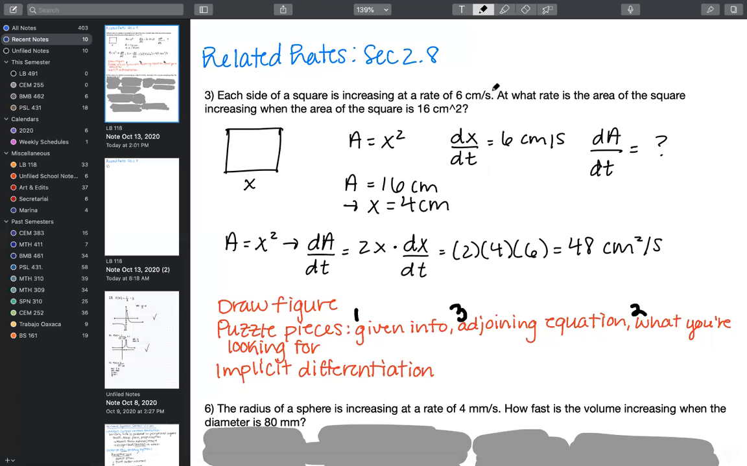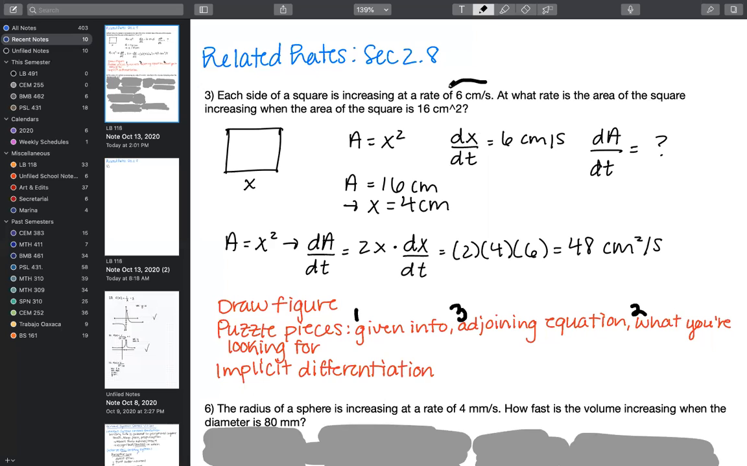But if you look at this rate of change here, 6 centimeters per second, that's going to be your big indicator as to why it's dx/dt. So we've got time on the bottom. So we're saying that this length here is changing with respect to time. So whichever variable you choose to assign for the length is going to go on top because that's what's changing. And then the variable it's changing with respect to, the time, is going to go on the bottom.